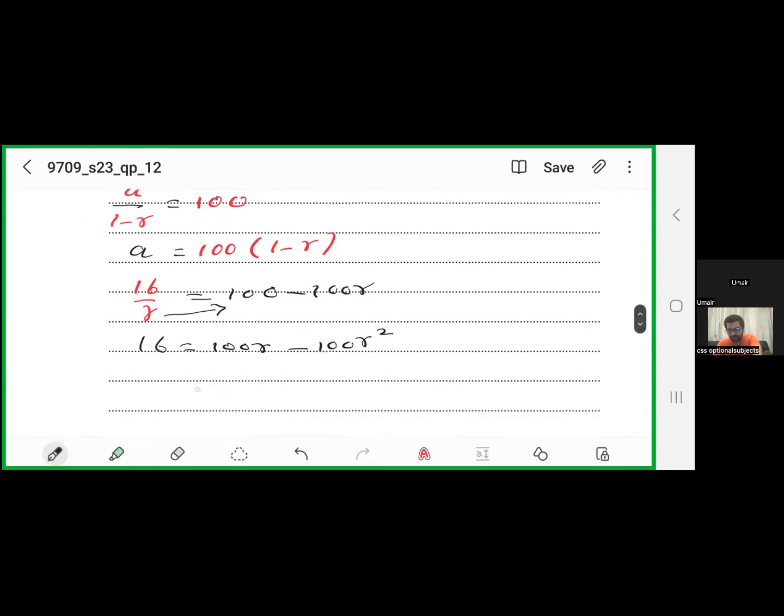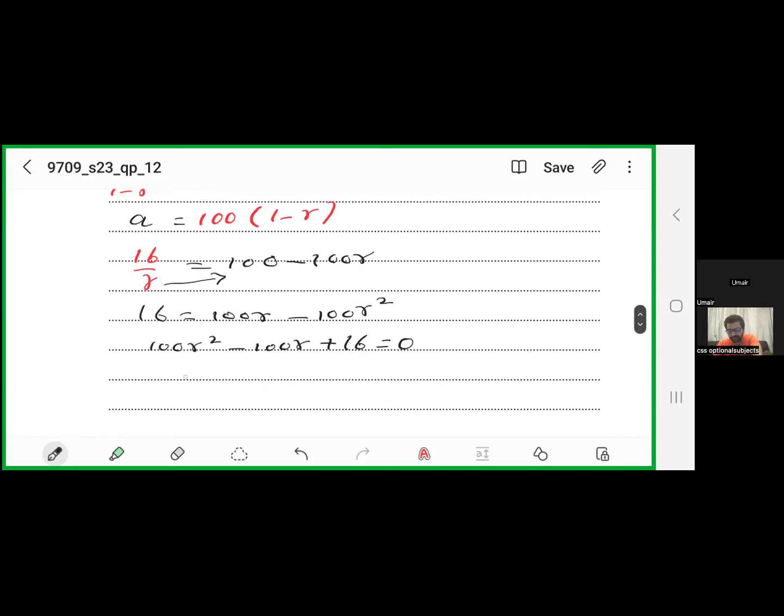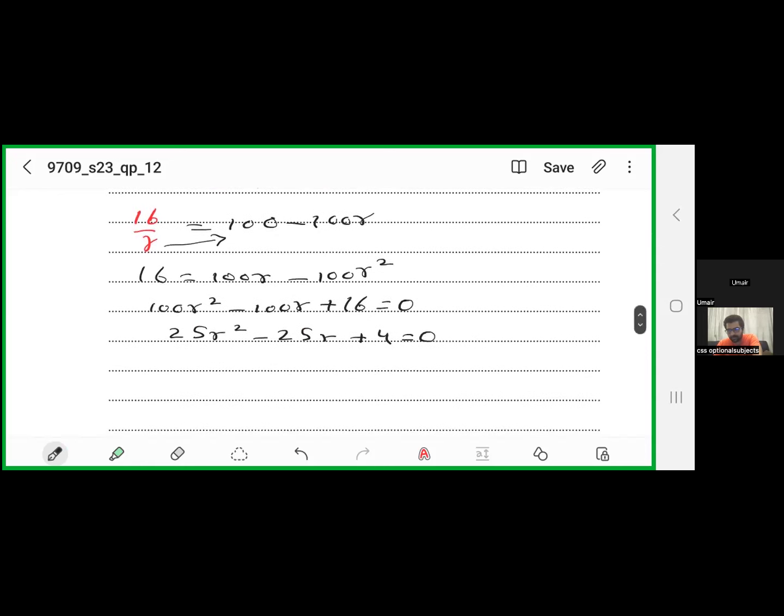This will become a quadratic equation: 100 r square minus 100 r plus 16 is equal to 0. Now solve this quadratic. You can simplify this one: 25 r square minus 25 r plus 4 is equal to 0. Okay, so you can do mid-term break. You need 100, so you must be doing here 20 r minus 5 r plus 4 is equal to 0, because 25 into 4 is 100.